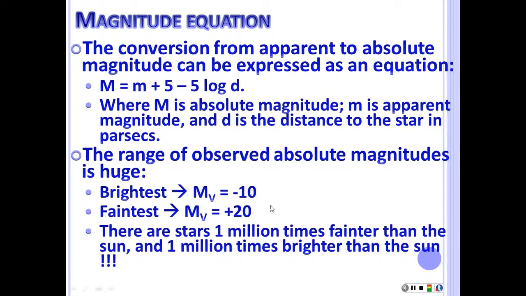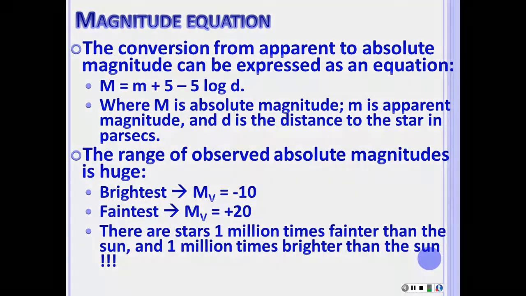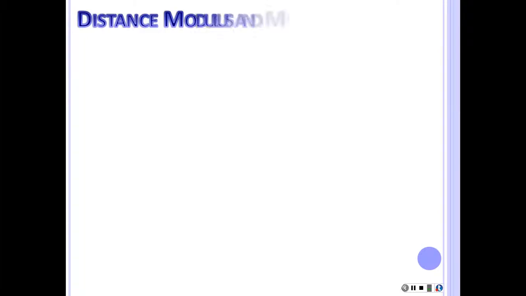And since that's 15 magnitudes, and 5 magnitudes is a factor of 100, 10 magnitudes is 10,000, 15 magnitudes is 1,000,000. So we've got stars that are 1,000,000 times fainter than the Sun and stars that are 1,000,000 times brighter than the Sun. And this is real brightness. This is not the apparent effect of distance.